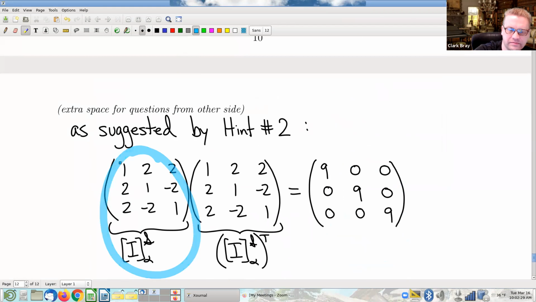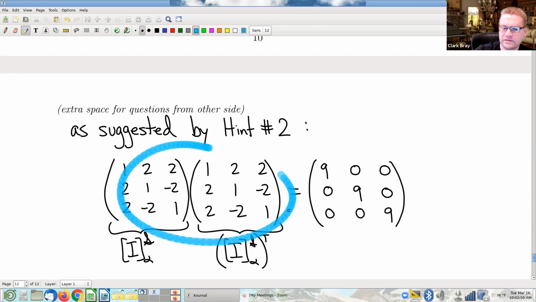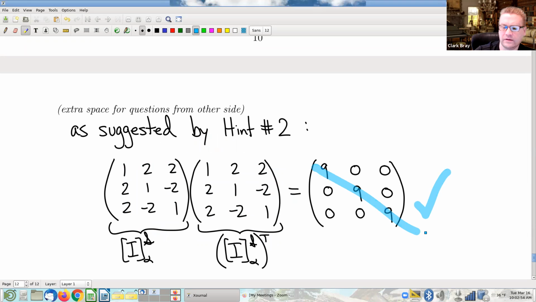So the matrix with the orthogonal columns multiplied by its transpose, those columns become these rows, right? That's how you transpose. And it's diagonal as promised, right? Now, this is a matter of multiplying these things out. But you multiply this product and you get this diagonal as promised.